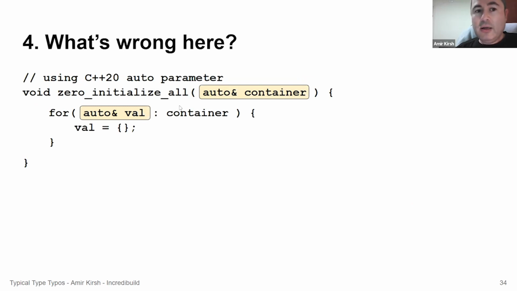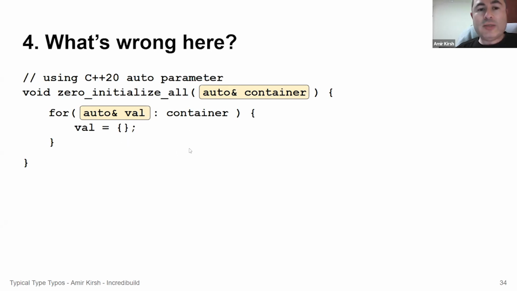Are you ready? Suppose that we have a zero-initialize-all function, and we get some kind of container as auto. We want to loop on the container and get all values from the container by reference. And then we use value initialization. In this case, the empty curly brackets mean that we want to zero-initialize. If this is an object, then we would call its empty constructor. If it is a number, then we initialize it to 0. If it is a Boolean, then we initialize it to false.